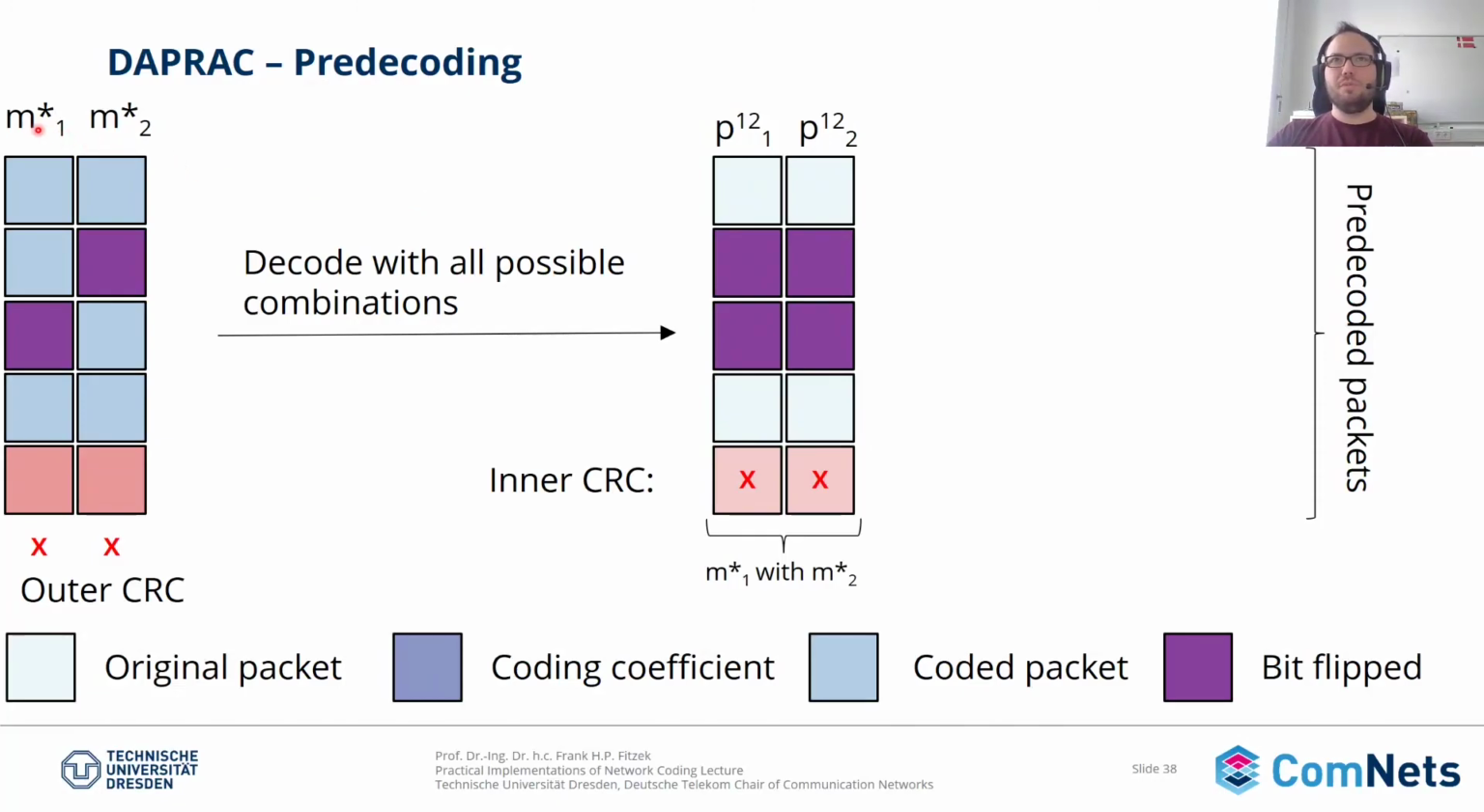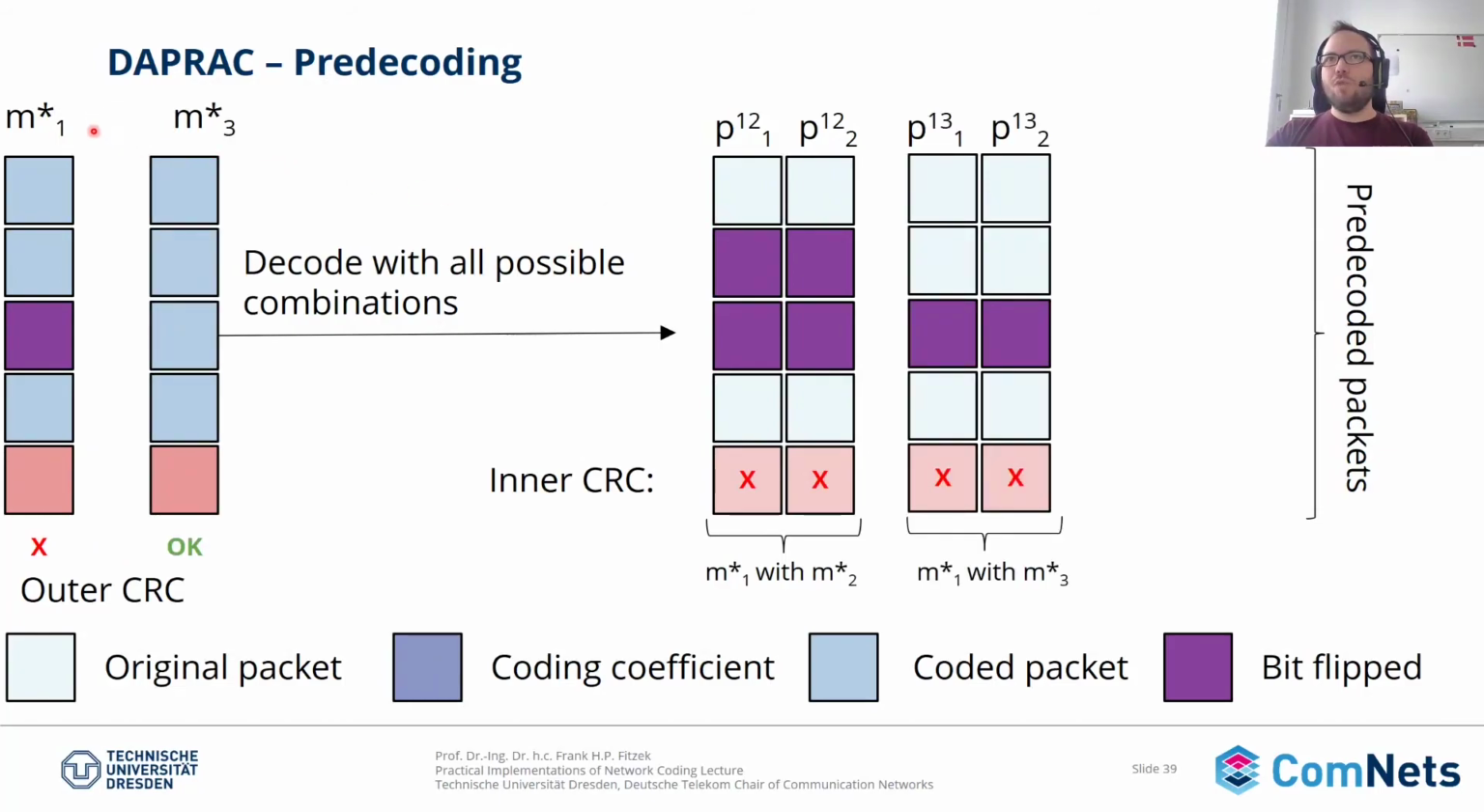In this case, we will use M1 star and M2 star, which we know have errors because the outer CRC told us this packet has errors, but still we will use these 2 packets to decode with network coding, which are called P superscript 1, 2, 1. So this is the first pre-decoding.